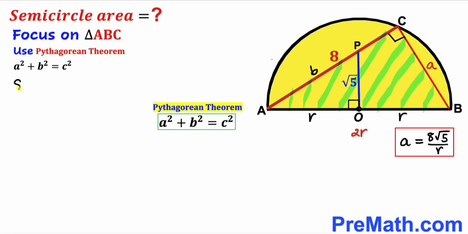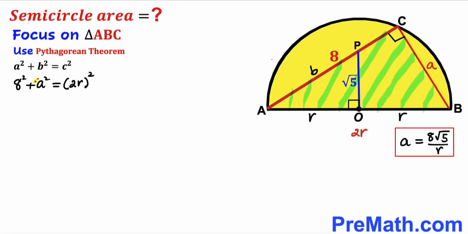So we got 8a² + a² equal to our longest leg, which is (2r)². Now let's make an observation. We can see this lowercase a is equal to a times the square root of 5 divided by r. So I'm going to replace this a by a times the square root of 5 divided by r. As you can see in this next step, I have substituted it in, and now we are going to simplify.